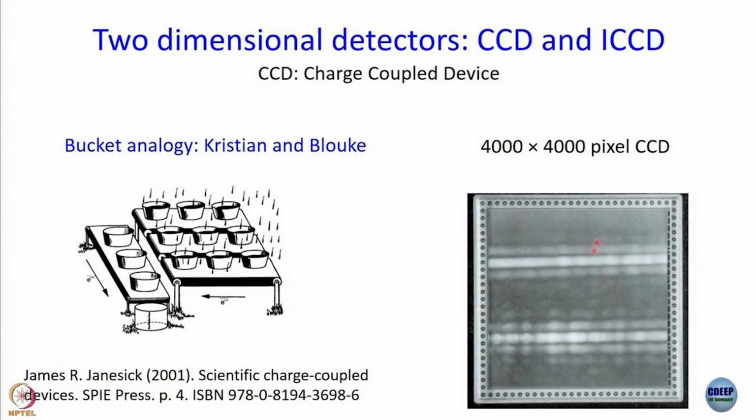This is quite an old picture. This one is an actual photograph of a 4000 by 4000 pixel CCD. You might have a better CCD in your mobile phone now, because you have megapixels and so on and so forth. So, the more the number of pixels, the better the resolution. Of course, what do we use it for? We use it for imaging. 2D detectors are actually very good for imaging purposes.